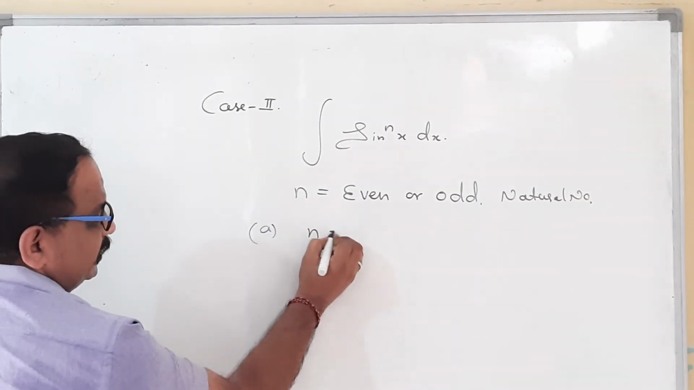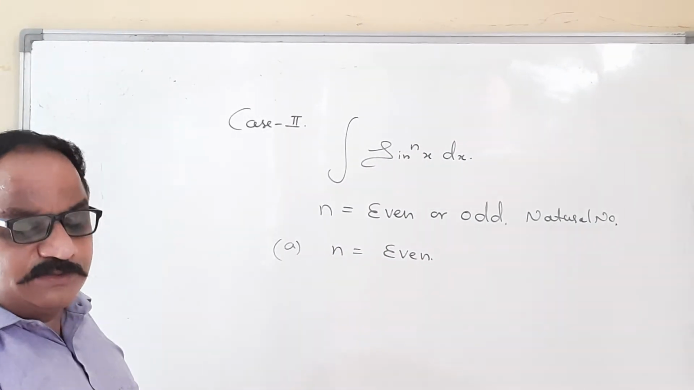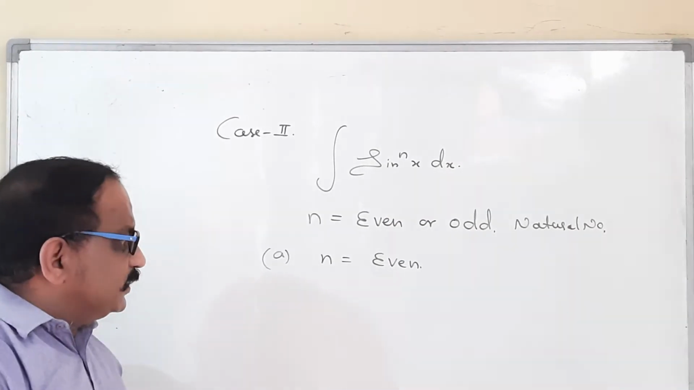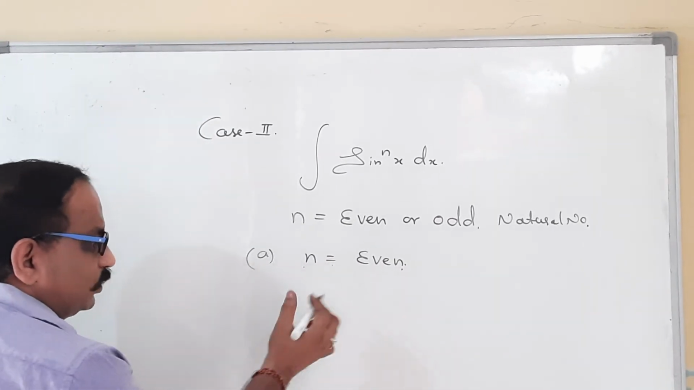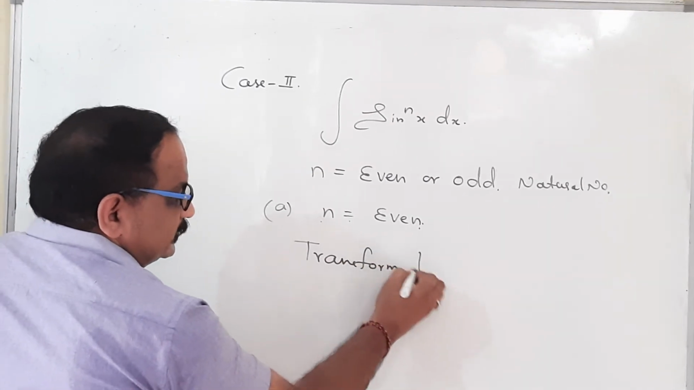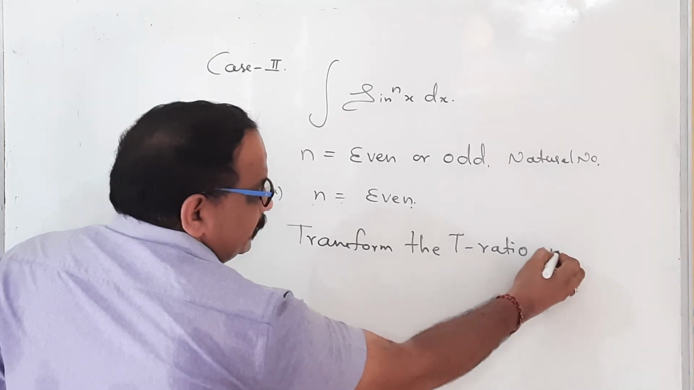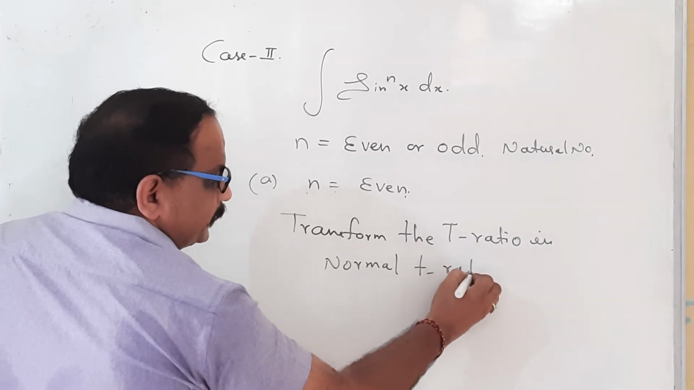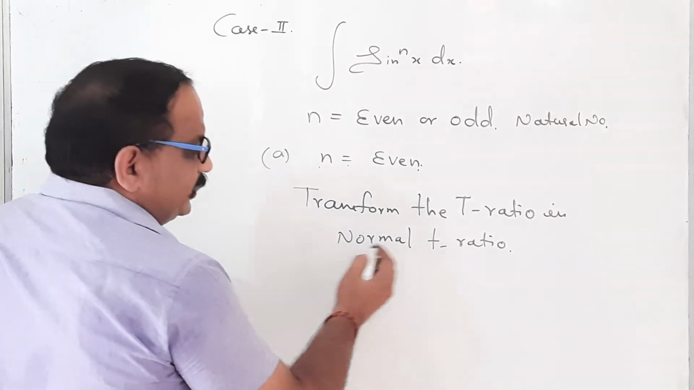Say when n is an even number, meaning the question comes as sin square x, sin to the power 4x, sin to the power 6x, we have to deal with it. So in that case, what do we have to do? In such cases, when n is an even number, the methodology is: transform the given t ratio into a normal t ratio.